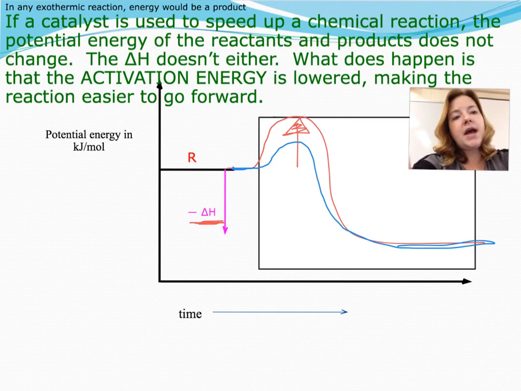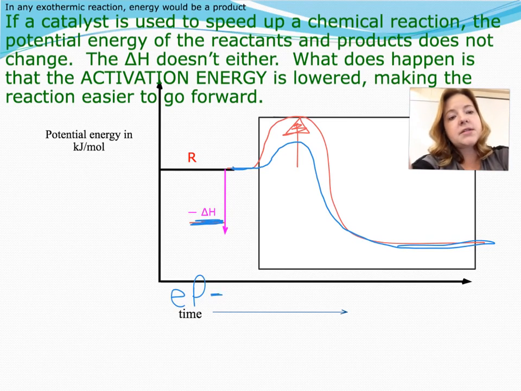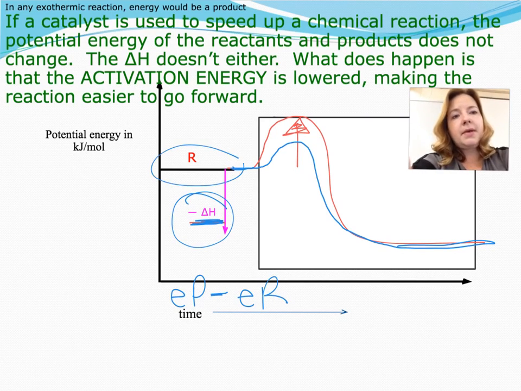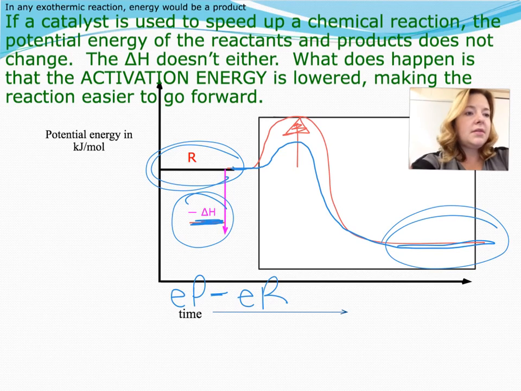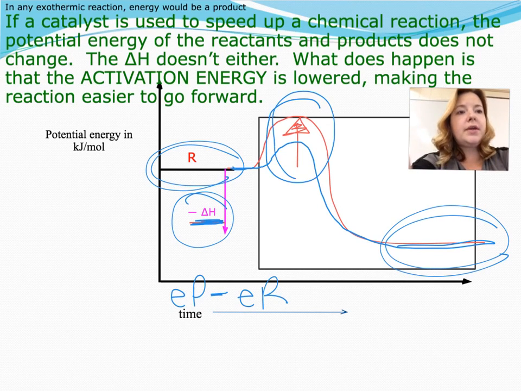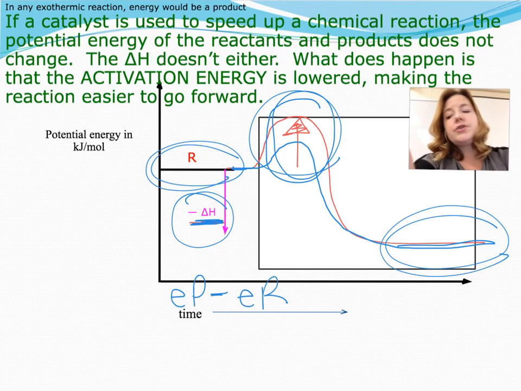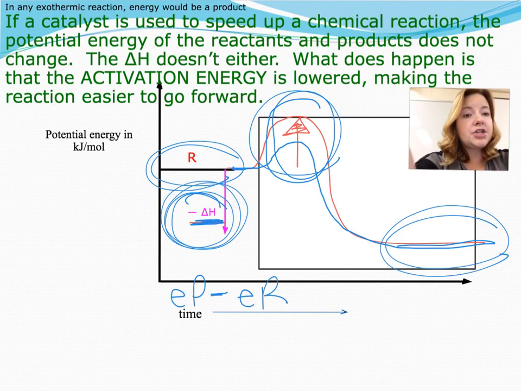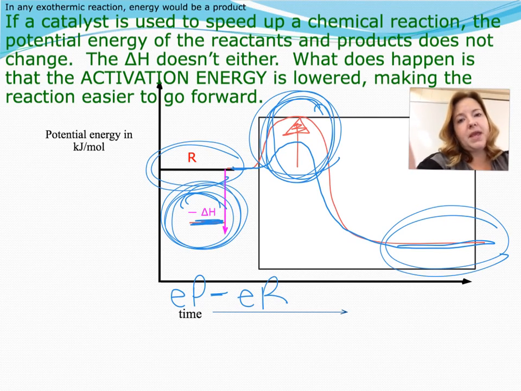And so you can see how my delta H would not be affected at all, because delta H is always the energy of the products minus the energy of the reactants. And so you can see my reactants didn't move. The energy of my products doesn't move. It's simply just how much energy has to go into the reaction right here. So a catalyst does not change your delta H. All it does is change how much energy goes in to the reaction in order to make it move forward.